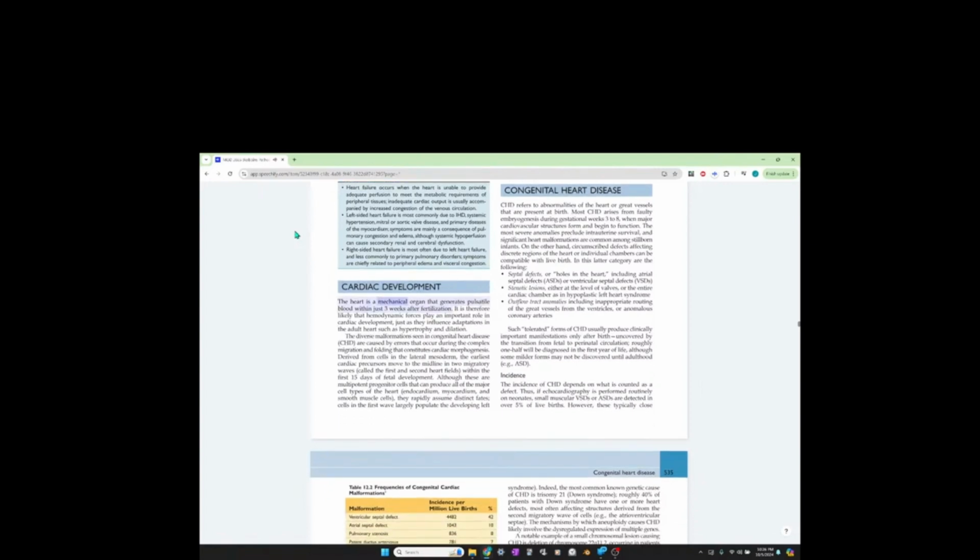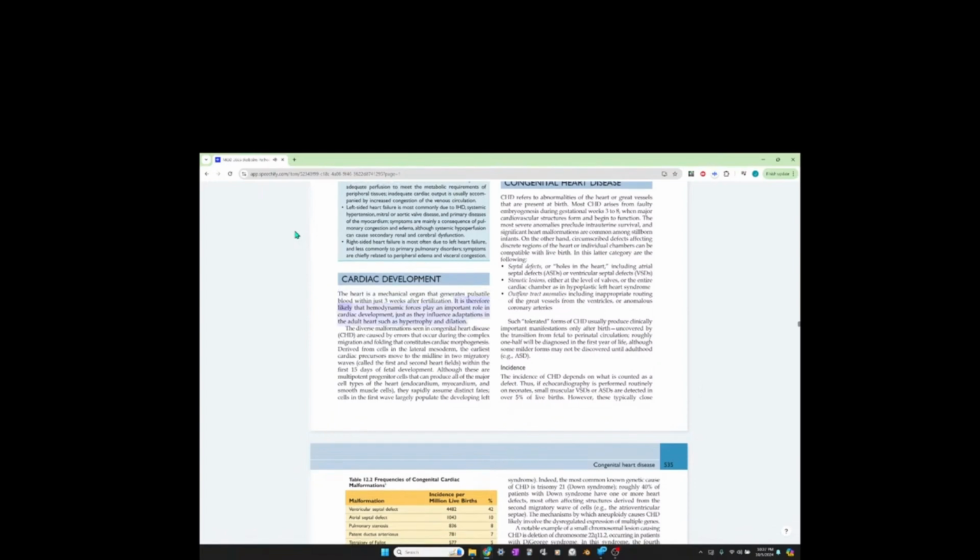Cardiac development. The heart is a mechanical organ that generates pulsatile blood within just 3 weeks after fertilization. It is therefore likely that hemodynamic forces play an important role in cardiac development, just as they influence adaptations in the adult heart such as hypertrophy and dilation. The diverse malformations seen in congenital heart disease are caused by errors that occur during the complex migration and folding that constitutes cardiac morphogenesis.